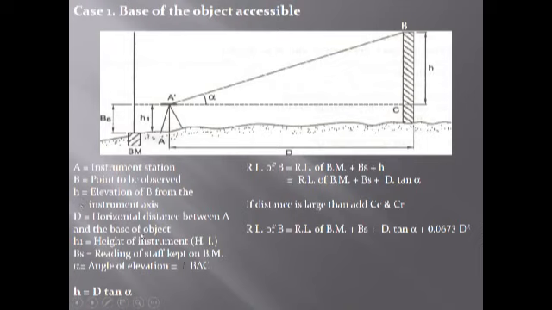Small h1 is the height of the instrument, mainly the tripod. This is the instrument. BS means the reading of a staff kept on the BM, the benchmark. Alpha is the angle of elevation, which measures angle BAC.